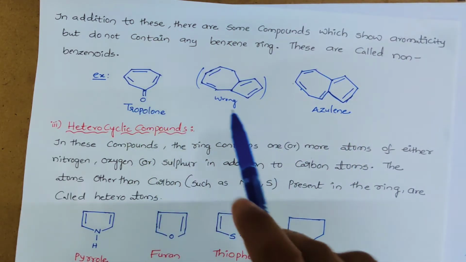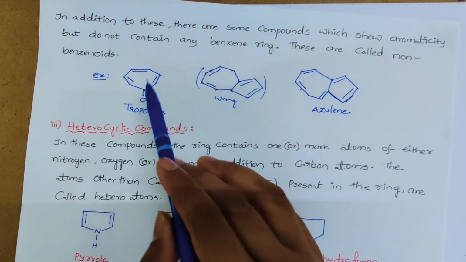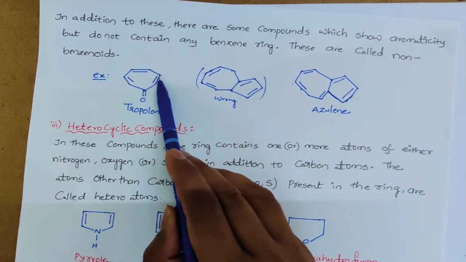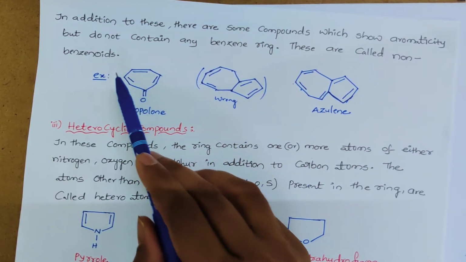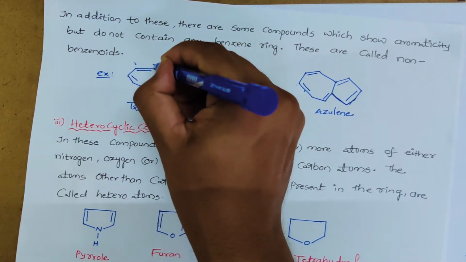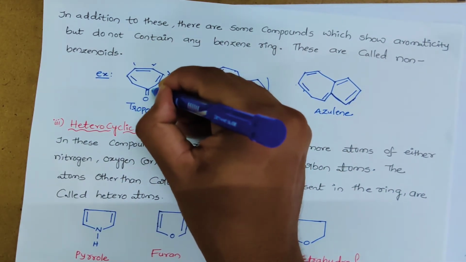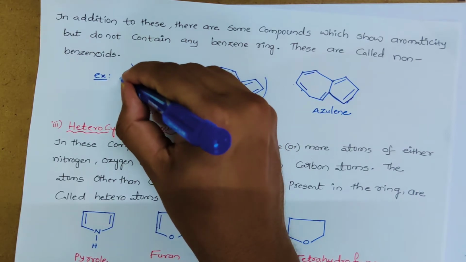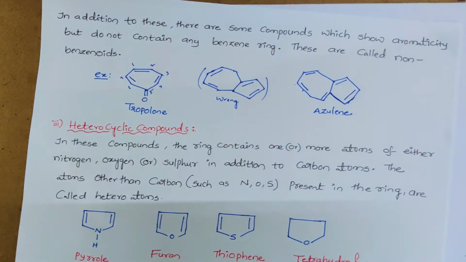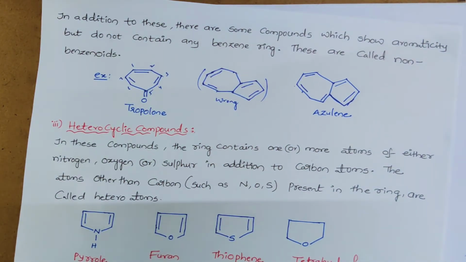Here no benzene ring because it is not a hexagonal ring. It is a 7-member ring. 1, 2, 3, 4, 5, 6, 7. See here. 1, 2, 3, 4, 5, 6, 7. Benzene means 6-member ring. Here, so these are 7 carbon atoms are present. That means benzene ring is absent. But these are showing the aromatic character. That's why these belong to aromatic compounds. Due to absence of the benzene ring, they are called non-benzenoids.